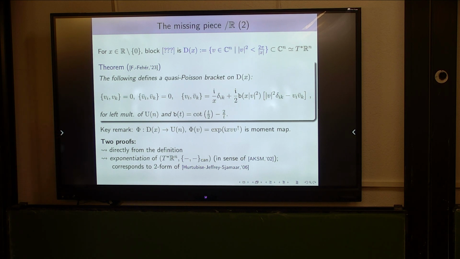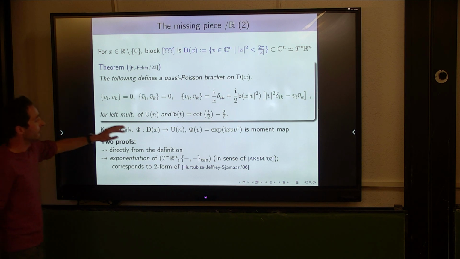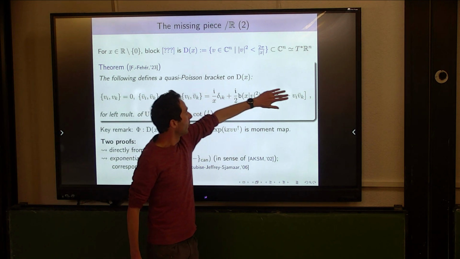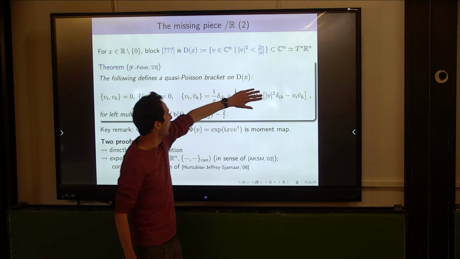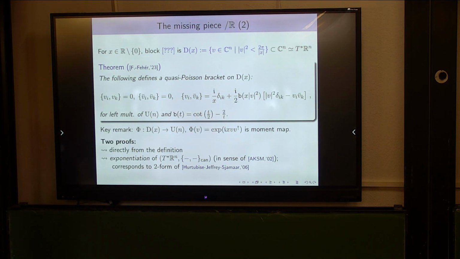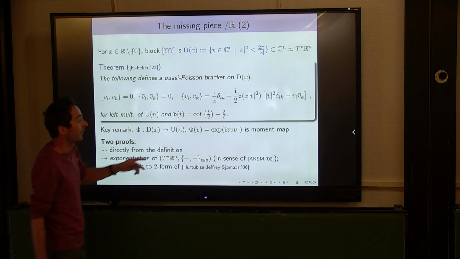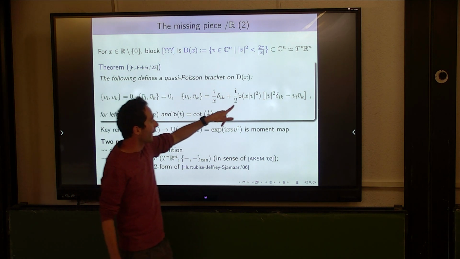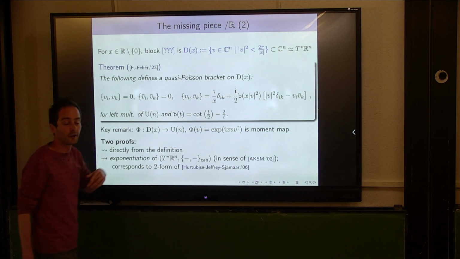nice. So as you can see, if you forget about the extra bit that we are adding, it's really just your usual Hamiltonian Poisson structure on T star Rn. But now, because you are in a quasi-Poisson space, in the quasi-Poisson case, there is an extra thing happening here.